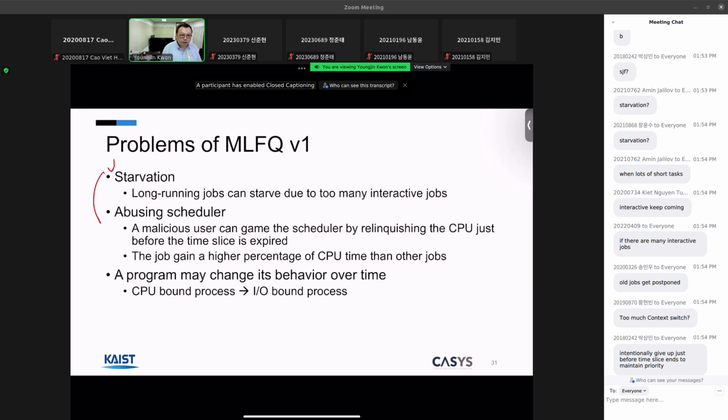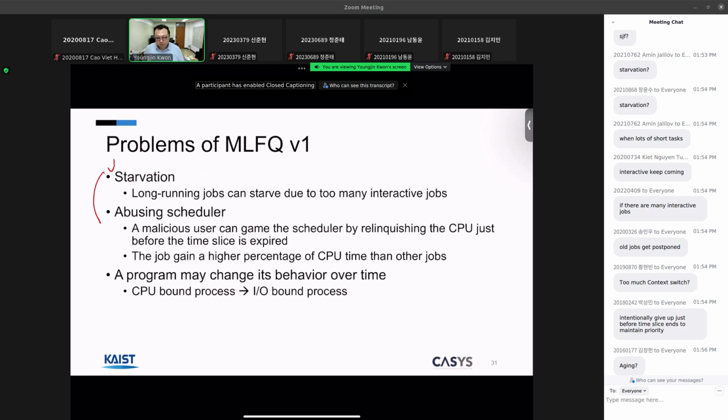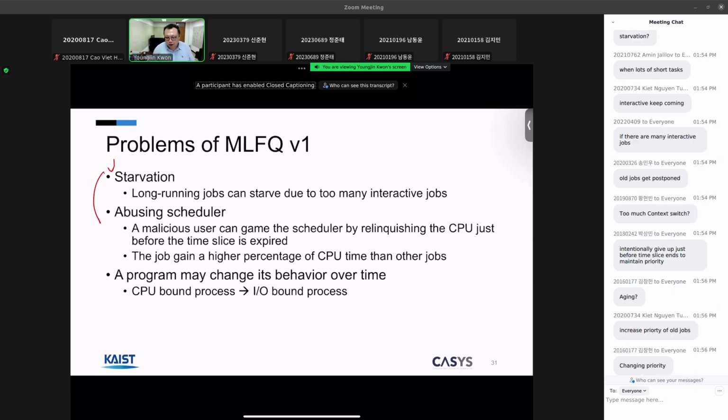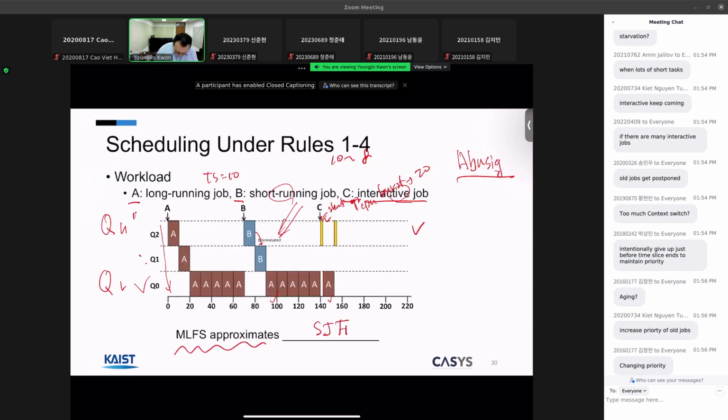How to fix starvation? Aging. Okay, so aging is one term, but more specifically, what does aging mean in MLFQ? Boosting the priority of low-priority tasks. So far, what's the problem? MLFQ changing priority, is it always going to the downside, or the upside?